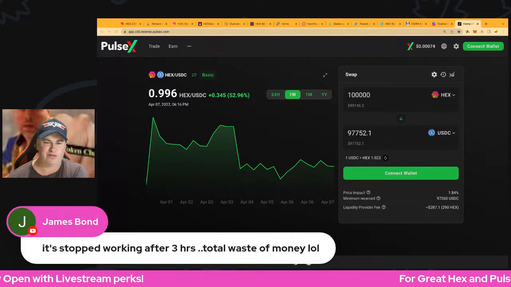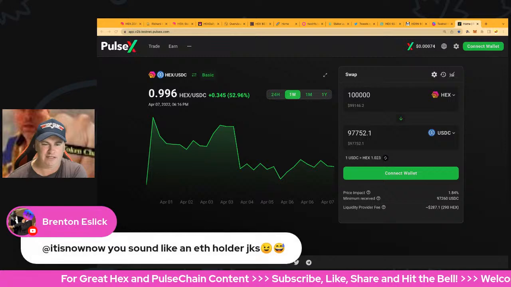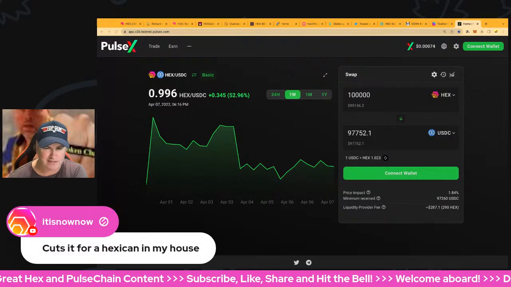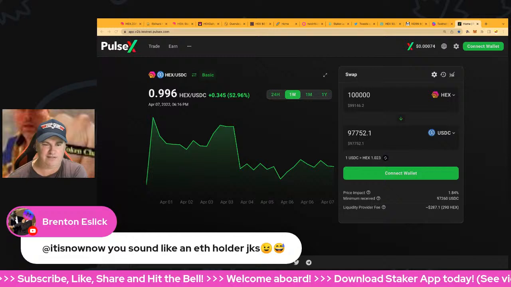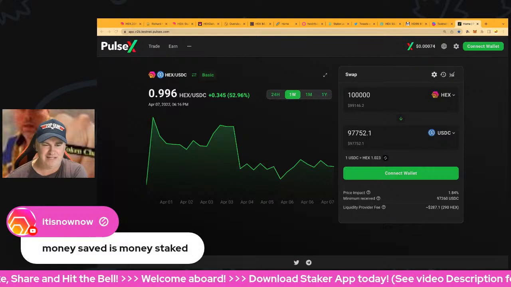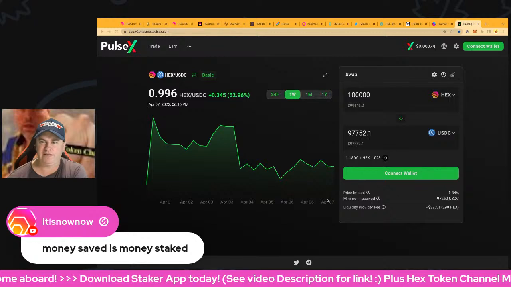James Bond said the watch started working after 3 hours. Total waste of money. That's hilarious. Cut it for a Hexican, in my opinion. Sounds like an ETH holder. Money saved is money staked. That's true. So opportunity cost, right? Save it for the future.